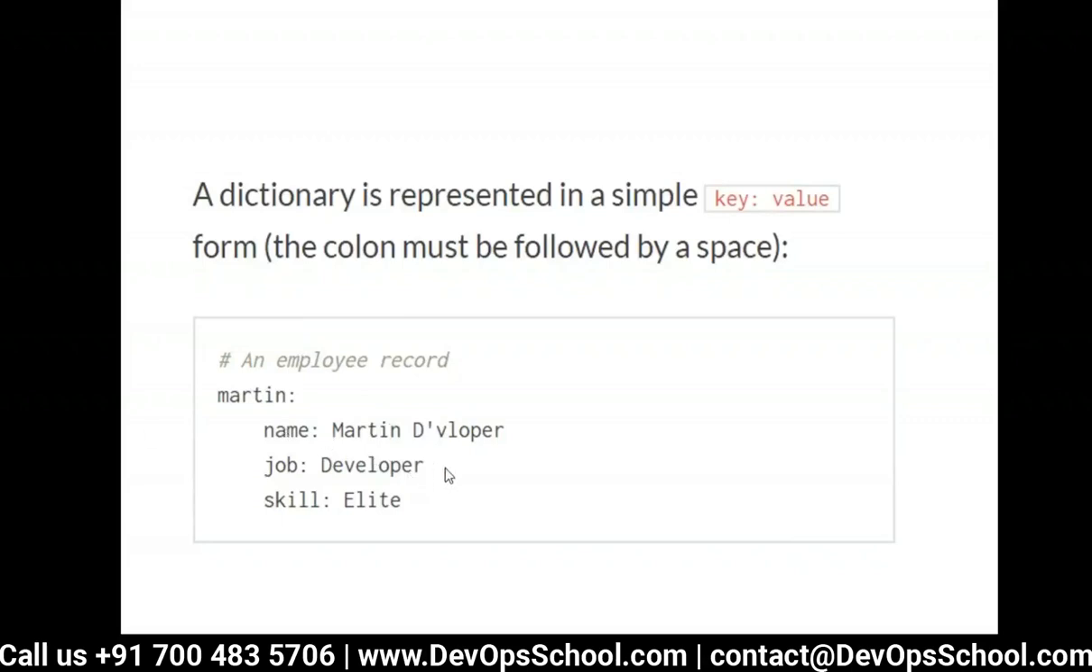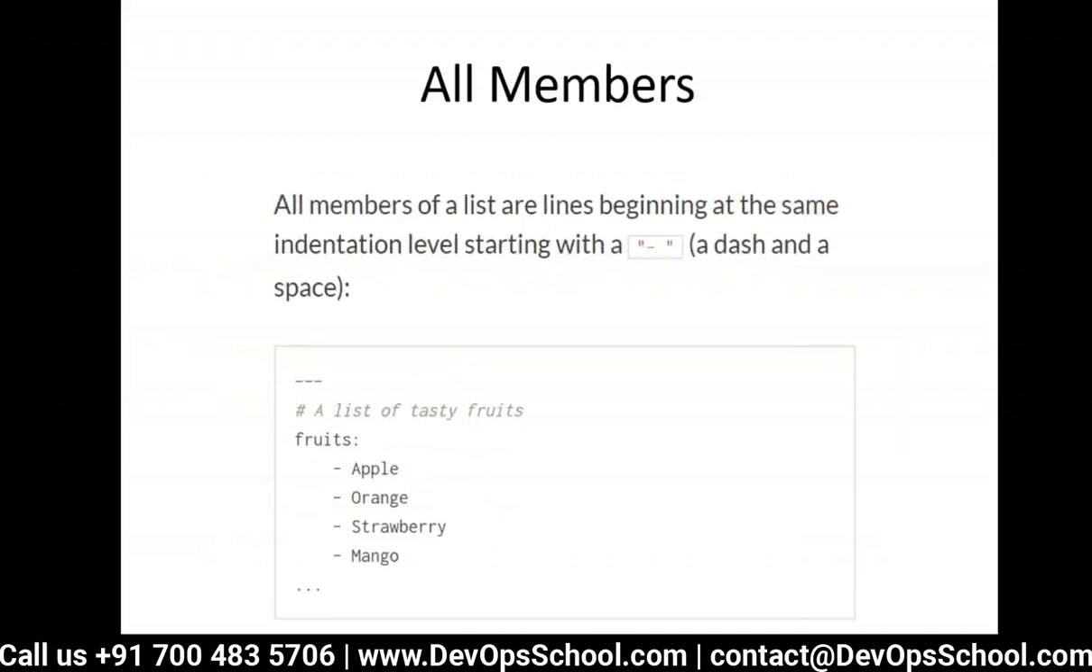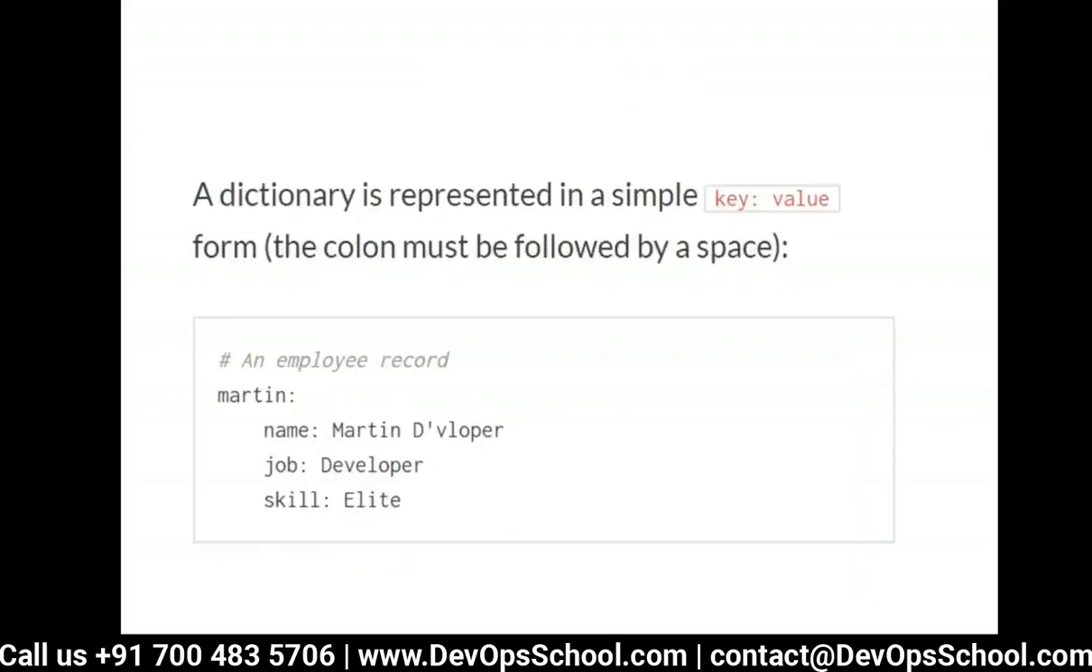So here you see this is a dictionary. Again, a dictionary will have elements, but in the form of key and value. Look at this list one more time. List elements have a hyphen and space, we call it dash and space. Here we do not have a dash. Here we have a key and value format.